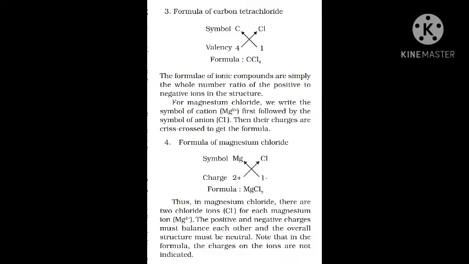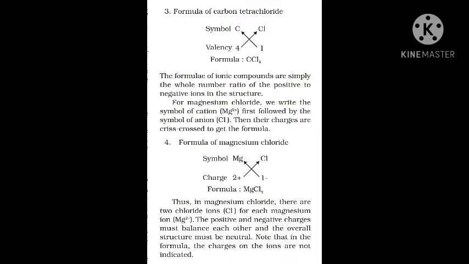Thus, in magnesium chloride, there are two chloride ions Cl- for each magnesium ion Mg2+. The positive and negative charges must be balanced. Then, the overall structure must be neutral. Note that in the formula, the charges on the ions are not indicated. Some more examples are given. How to write the formula of aluminium oxide, calcium oxide, sodium nitrate, calcium hydroxide.